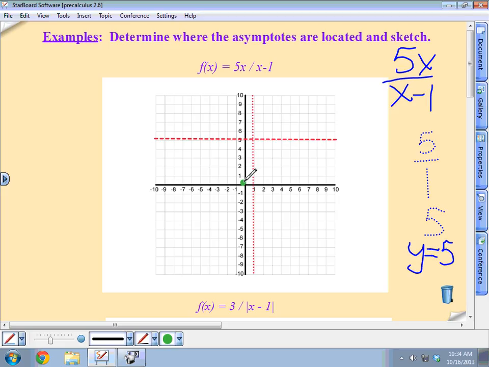So let's put in another one. What if x is 2? We know it can't be 1, so 2 would be a good one. What would 2 give us? 10. So 2, 10.